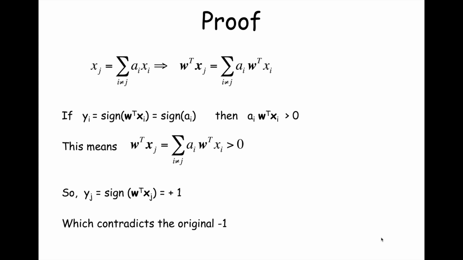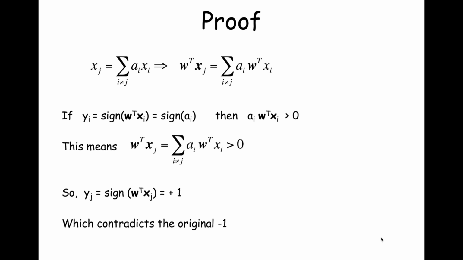So if we do that, let's make an observation. We have ai, we have w transpose, and we have xi. Now, if the class label of xi is positive, we said that ai is also positive. So what does that mean? Well, if the class label associated with xi, the yi, is positive, that means by definition w transpose xi is going to be positive, right?